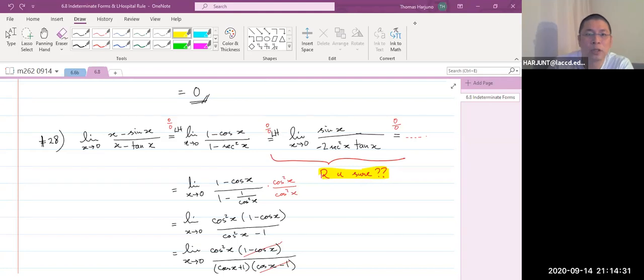Is there a case where L'Hopital rule does not stop and you can simplify it, with the problems in our book? No, there's no such case. It's either L'Hopital rule will stop and you get the answer, or you simplify it and then you get the answer. Is it okay?